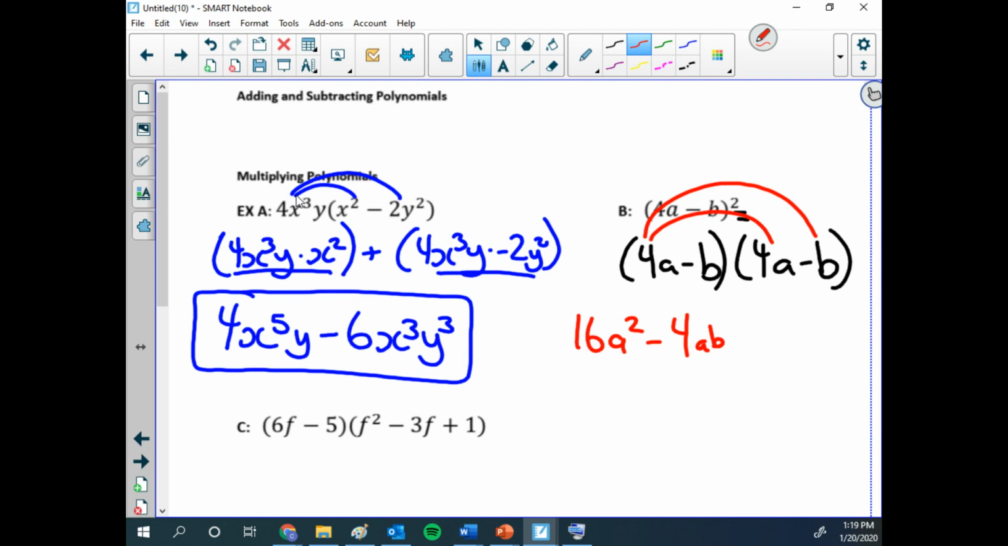So it has to be everything in the first term to everything in the second. So now I'll do the same thing with b, right? I'm essentially just rainbowing each term in the first bracket to each term in the second bracket. So the first one that I did right here, negative b times 4a is also going to give me negative 4ab. And negative b times negative b is going to give me a positive b squared.